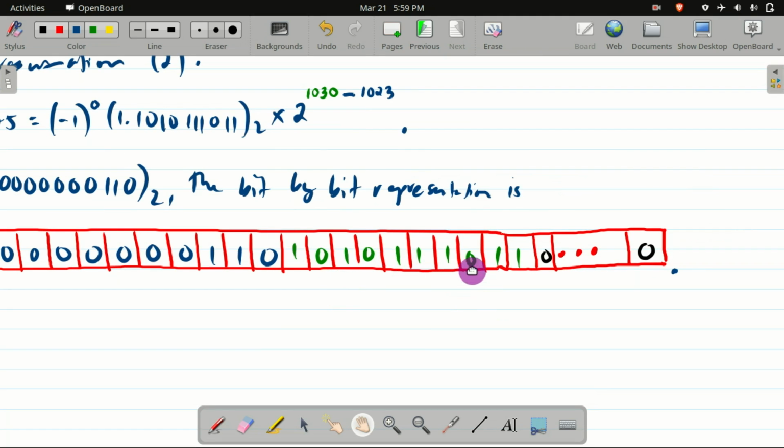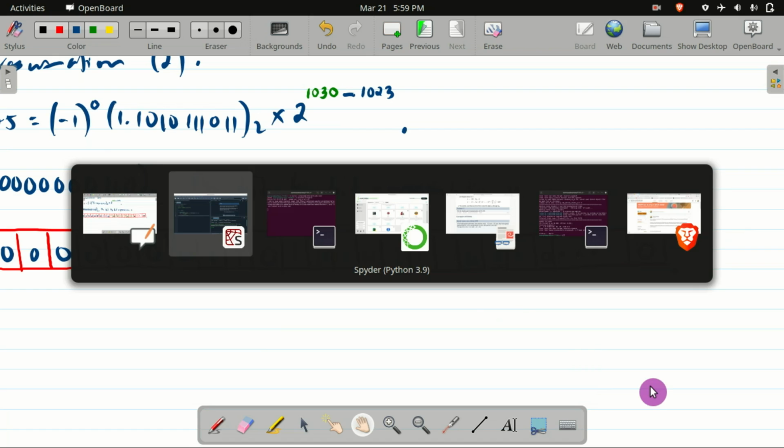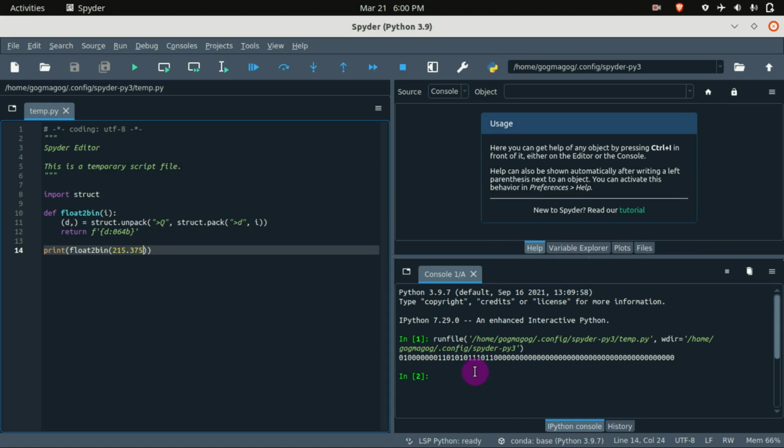Okay, let's try the mantissa. Somewhere here we have 1 0 1 0 1 1 0 1 1. Okay, after 0 1 1 we have a series of zeros. There are 42 zeros after these digits 0 1 1. So I guess we are correct.